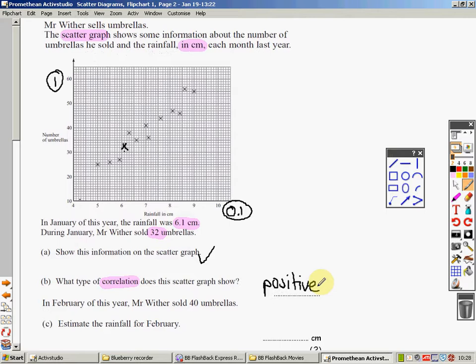It says, in February of this year, Mr. Withers sold 40 umbrellas. Estimate the rainfall for February.